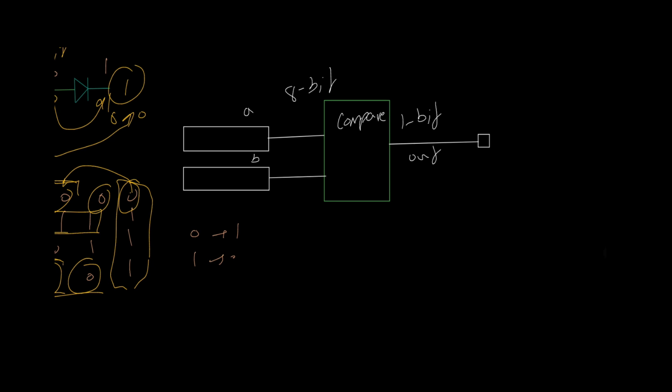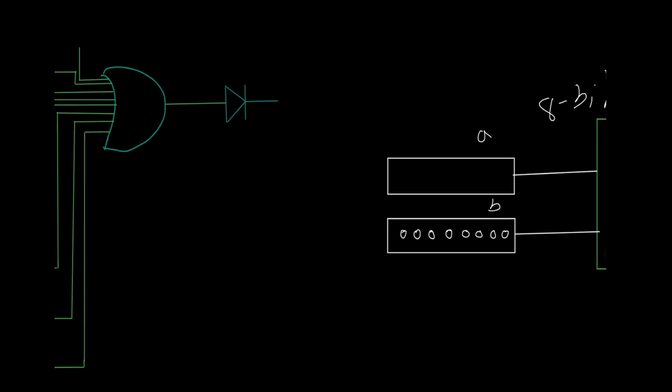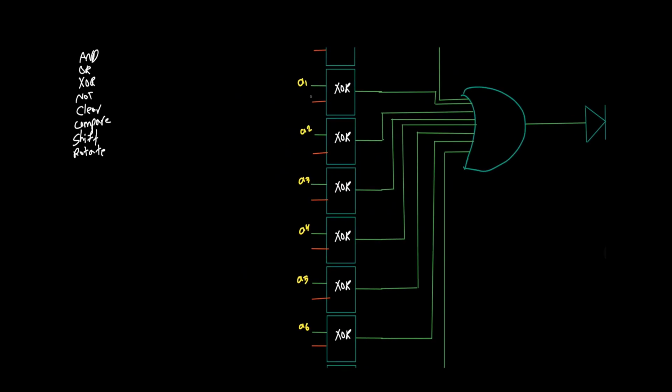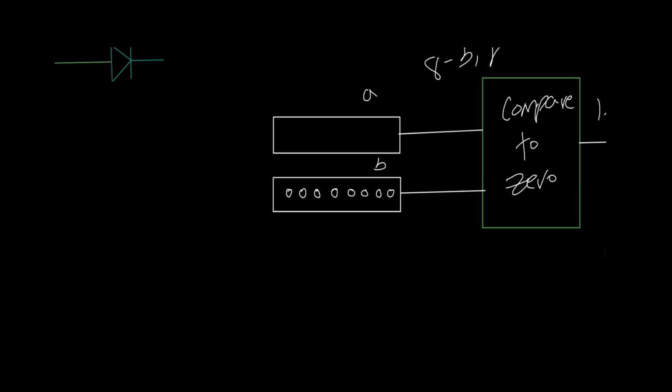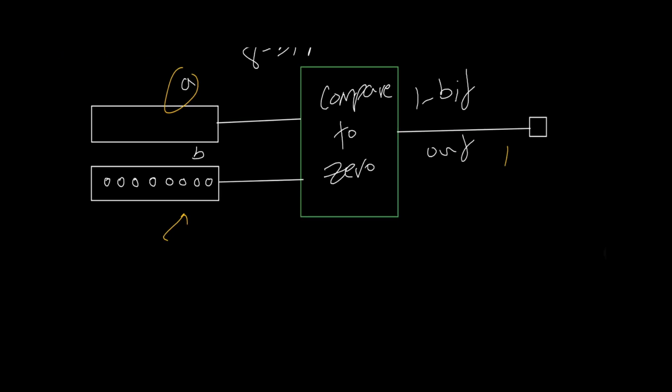Now, one other thing that I wanted to do is to connect one of the inputs to 0. So these inputs, I just connect them to 0, all of them, and abstract it like here. The B input is all equal to 0. The output is equal to 1 when A is also equal to 0. So I call this circuit compare to 0. You see, because one of the inputs is always 0, the only time that the output is equal to 1 is when the other input is also equal to 0.